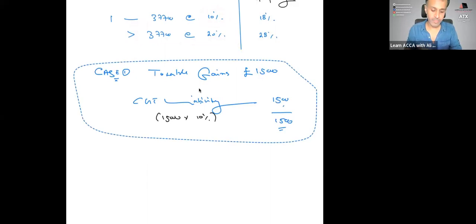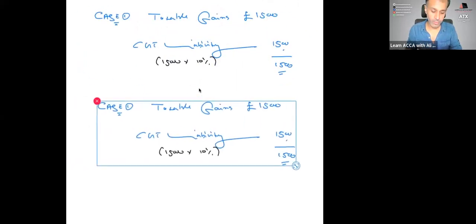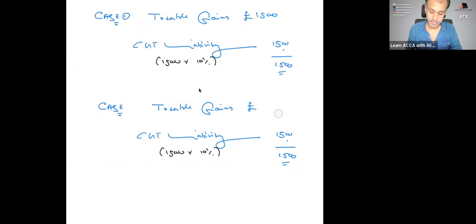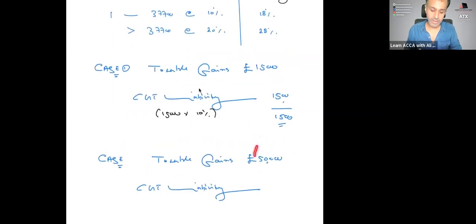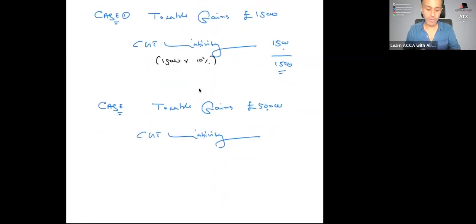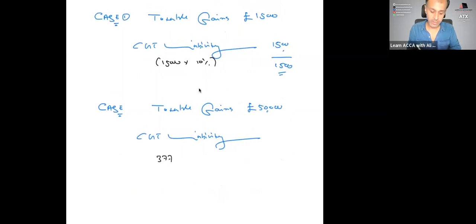Applicable to case number 2, if the gains are slightly more than the first band limit, like the taxable gains now, I can assume it to be 50,000. So definitely this figure belongs to the second band. The rate of the second band is 20%, but it should not be applied flat. Up to the 37,700 mark, the rate will be 10%. The excess will be taxed at 20%. It's 2,460.